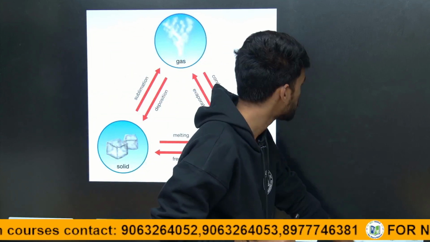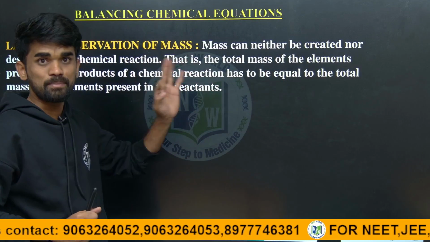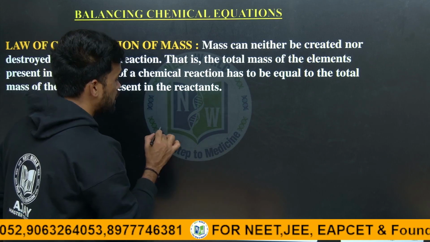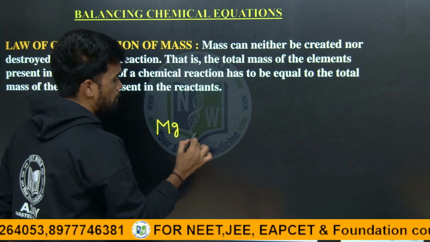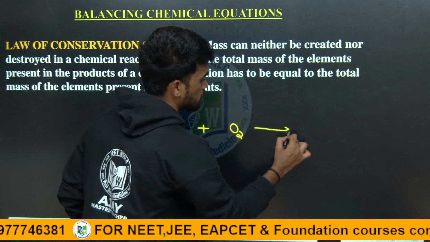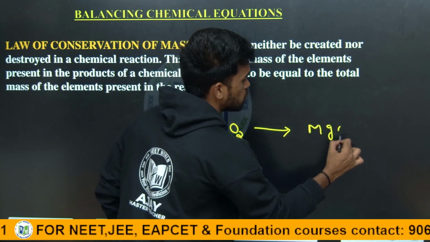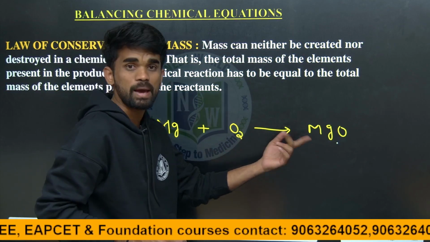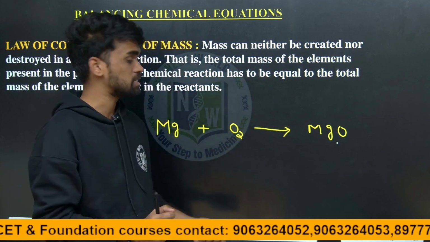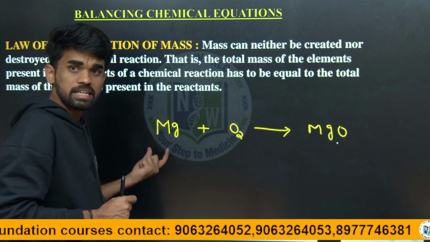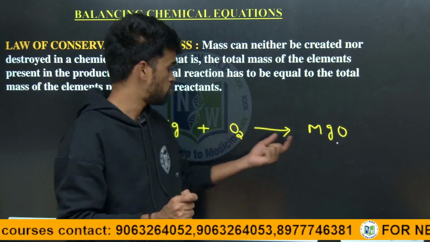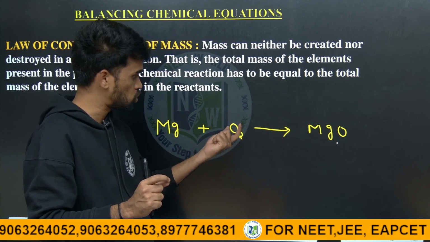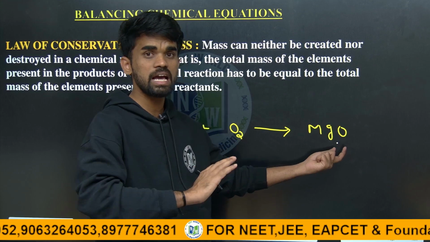The next, balancing a chemical reaction. Initially I told you that when we were discussing activity, there we have seen magnesium plus oxygen gas giving rise to magnesium oxide. Here we have only one oxygen atom, but on the other side we have two oxygens, so it is not balanced. During any chemical reaction, the number of atoms on the reactant side and the product side should be the same. So magnesium atoms are 1 here, and here also it should be 1. Oxygen atoms are 2 here, and here also it should be 2. Then we can say the reaction is balanced.